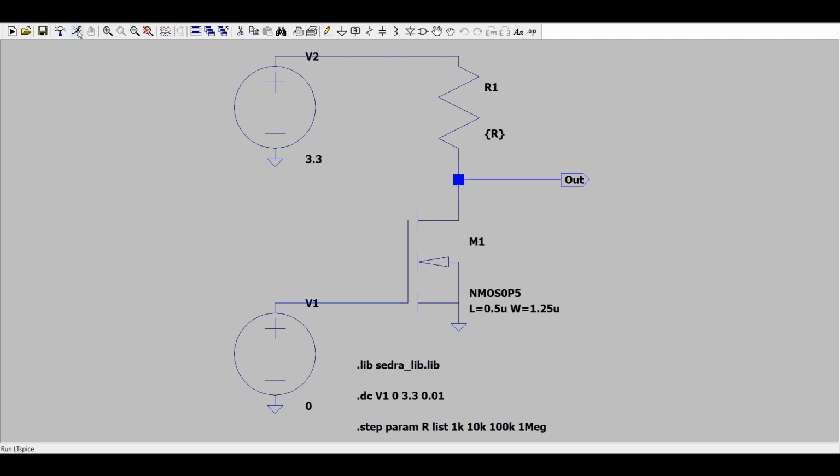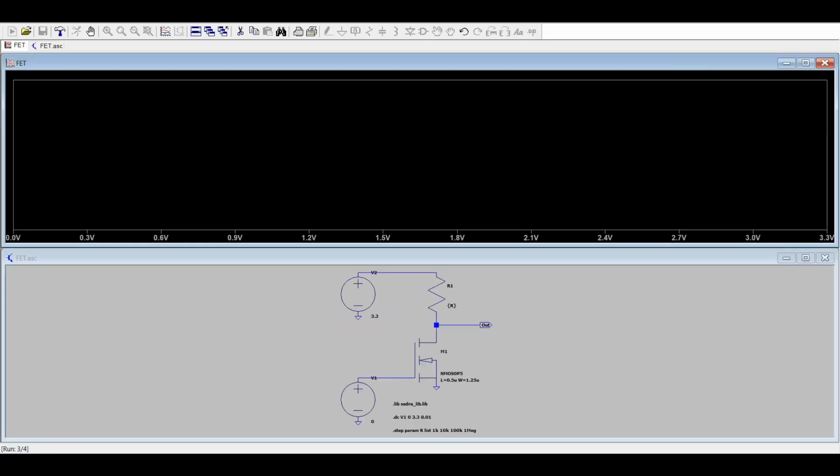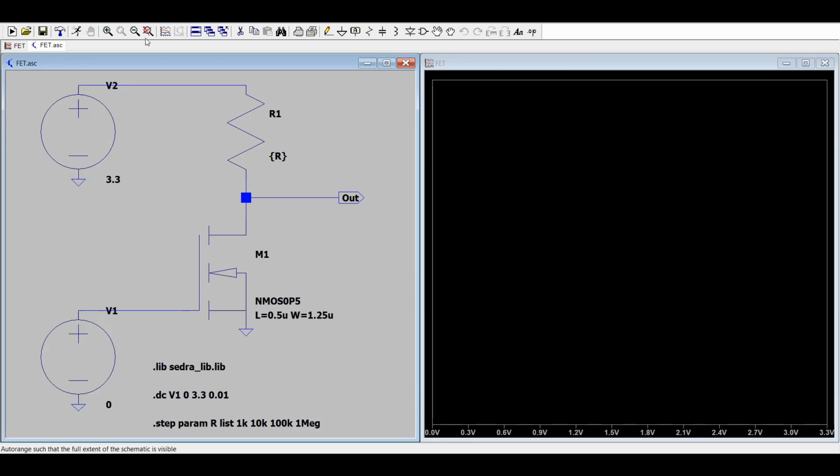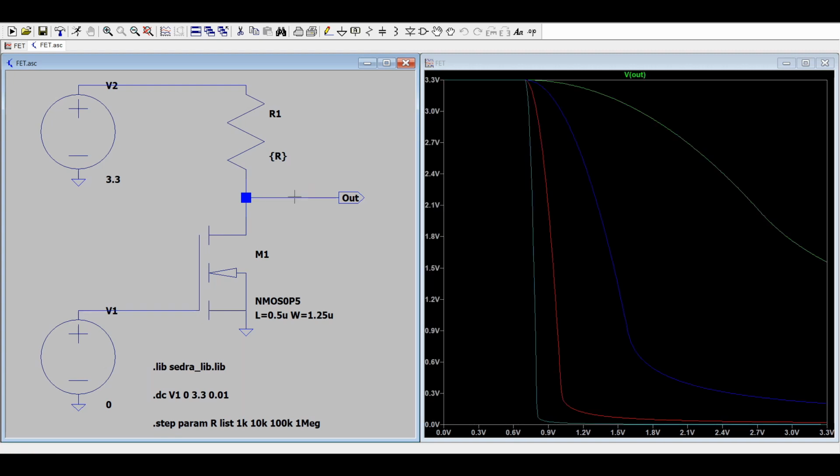So we go up to the little running man and press the run button. I then want to rearrange the windows to make things look a bit nicer. And I've got my circuit on the left. At the moment I've got no waveforms here, but all I do is as I move the mouse around my circuit, you see that I get a little probe icon showing up, and so I can look at the output by clicking on it here. We get these 4 curves because my resistor R takes on 4 different values. So each of these curves corresponds to a particular value of my resistor R.